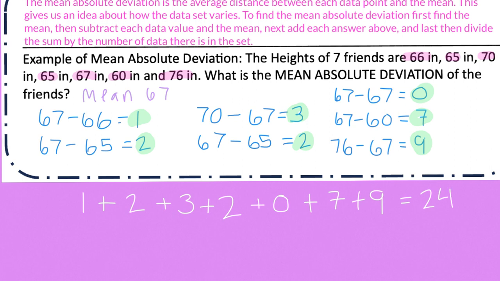And then, since I have 7 data values, our mean absolute deviation is going to be equal to 24 divided by 7, and then we like to round that to 2 decimal places. So if we go 24 and divide that by 7, we get 3.42857143. So 3.43 would be the mean absolute deviation.